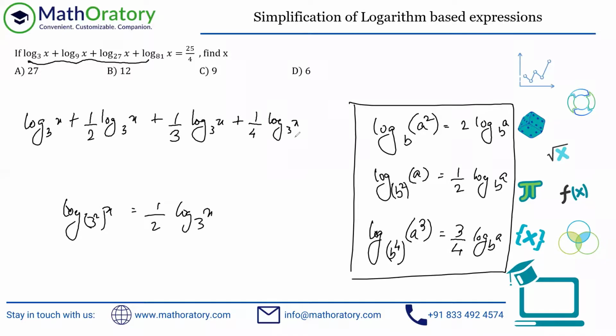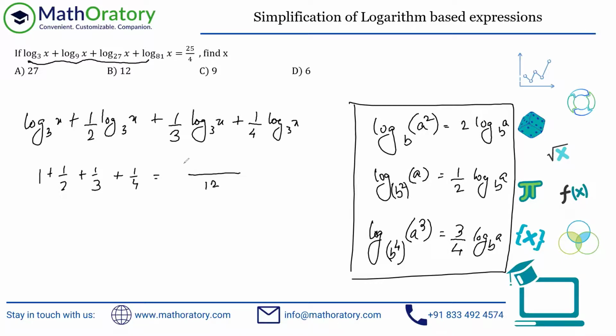So now what we can do is take this log x base 3 common, and what we have is something like 1 plus half plus 1/3 plus 1/4. So before I go ahead, let me evaluate this. This is anyhow rough work. So I'll just take 12 as the LCM. So we have 12 plus 6 plus 4 plus 3, right? So 10 plus 15, so that is 25 by 12. So this extra bit, whatever is multiplied to log x base 3, evaluates to this.